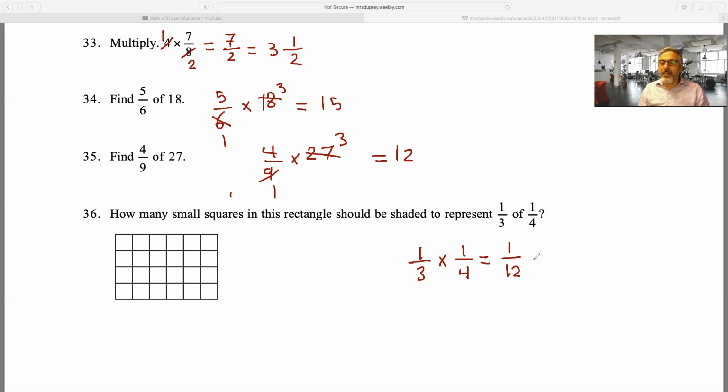To find out how many to shade, you multiply this 1/12 by the number of squares in there. So 24 times 1/12. Again, multiplying a whole number by a fraction. If you could reduce the bottom of the fraction with the whole number, do so. So that gives me 1. 12 goes into 24 twice. 1 times 2 is 2. So you just shade 2 squares.